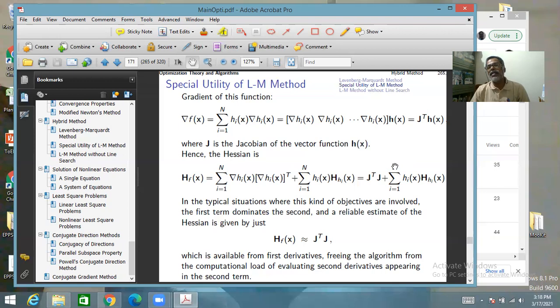So these kinds of problems are the problems where a good estimate of the Hessian can be made cheaply. What is left out is not much. What are those problems in which such situations appear?